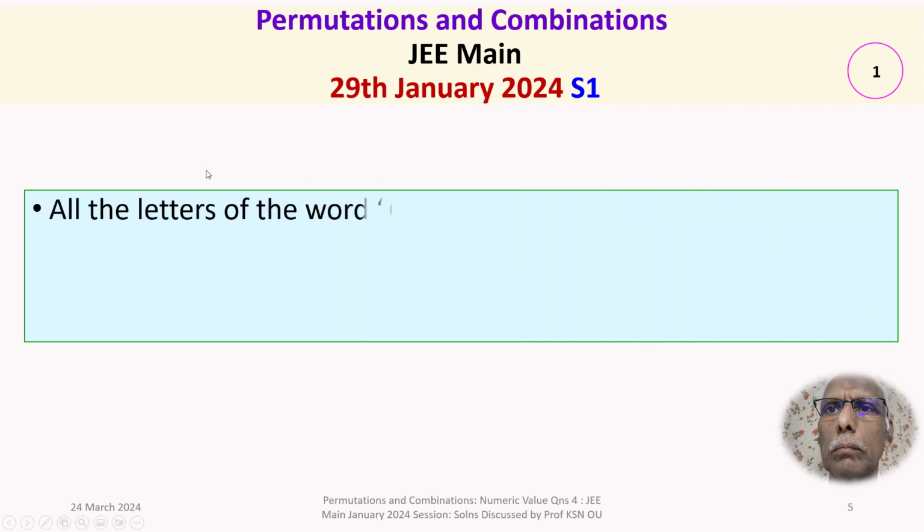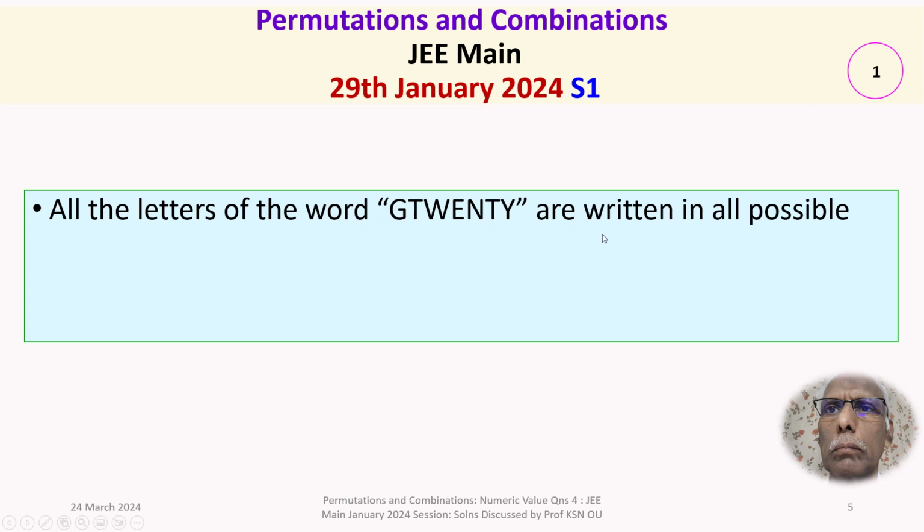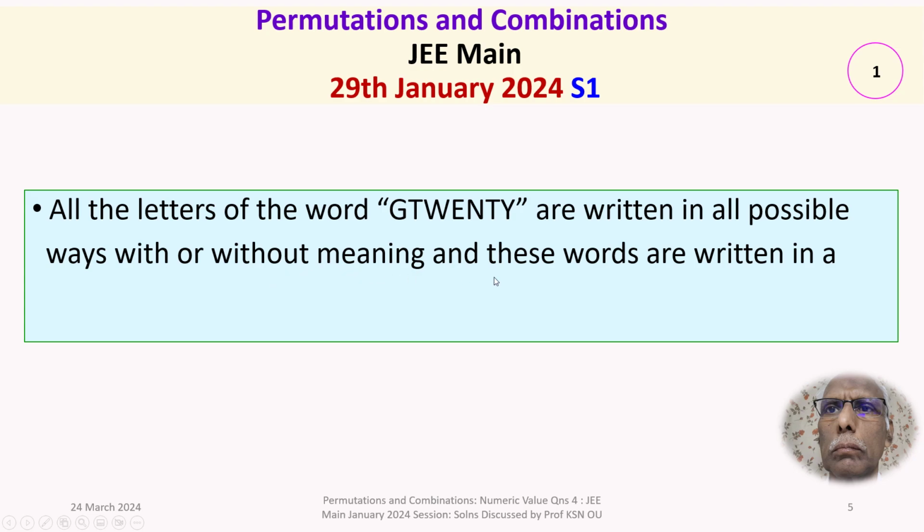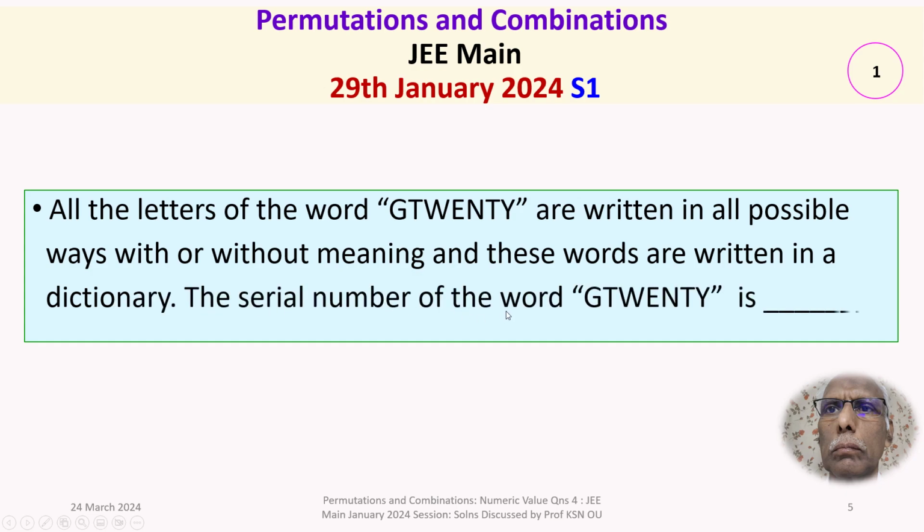The given question is, all the letters of the word G20 are written in all possible ways with or without meaning, and these words are written in a dictionary. The serial number of the word G20 is. We are given a word G20 and all the letters of this word are written in all possible ways with or without meaning, and these words are written in a dictionary. Then we are required to find the serial number of this word G20 in this dictionary.